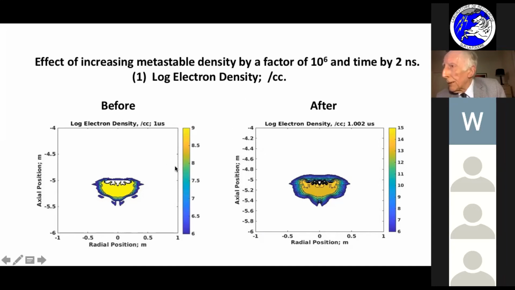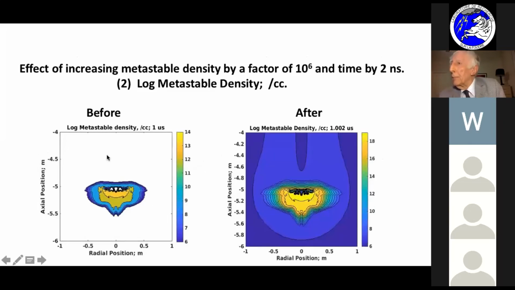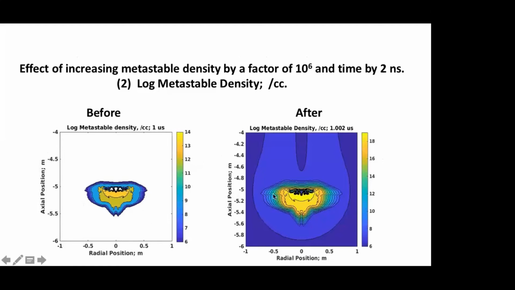But if the metastable density gets to the order of 10^17, all of a sudden there's a dramatic change, with the electron density changing from 10^9 to a calculated density here of the order of 10^13, 10^14. And the metastable densities here, I've just multiplied by a large factor, so the densities of metastables here are artificially made orders of magnitude larger, which I'm proposing happens during the 50 microsecond step.